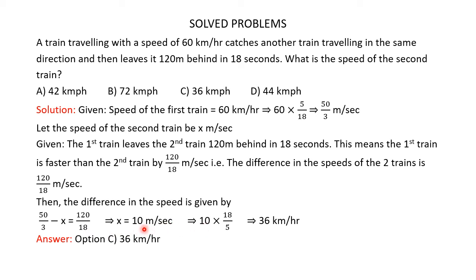But since all the options are given in kilometers per hour, let's convert this meter per second to kilometers per hour by multiplying with 18 by 5. So 10 meters per second is nothing but 10 multiplied by 18 by 5, which is 36 kilometers per hour. So the speed of the second train is 36 kilometers per hour. So the correct answer is option C, 36 kilometers per hour.